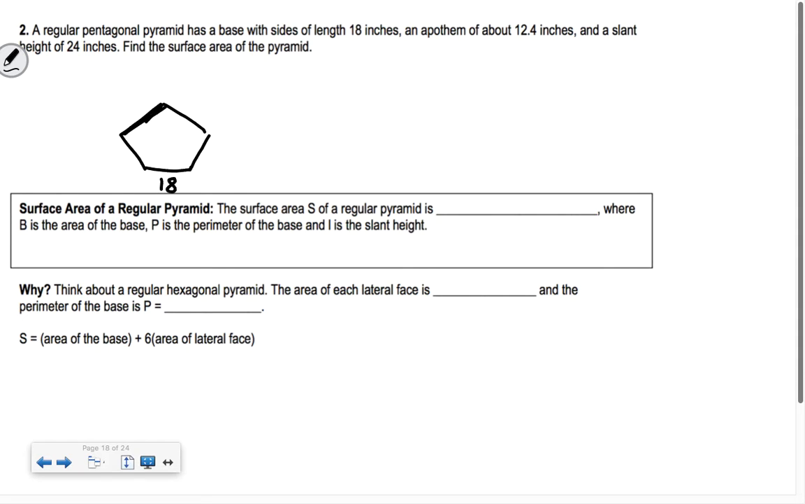The apothem is around 12.4. Do you guys remember what the apothem is? When I draw in this little triangle, it's the height of the triangle, those 5 triangles. So this apothem is 12.4. I did some of the math for you. You don't have to do your SOHCAHTOA or anything. It's there. And a slant height of 24 inches.